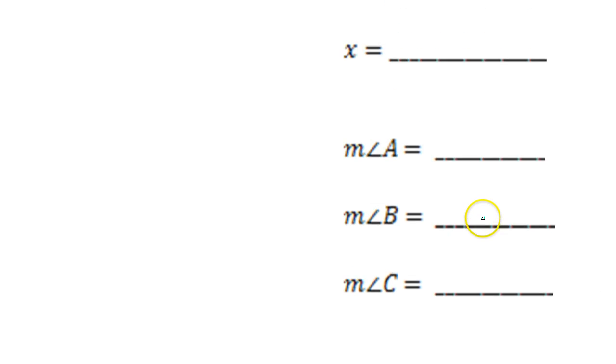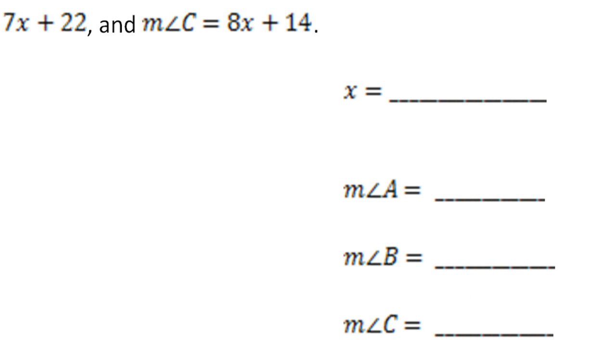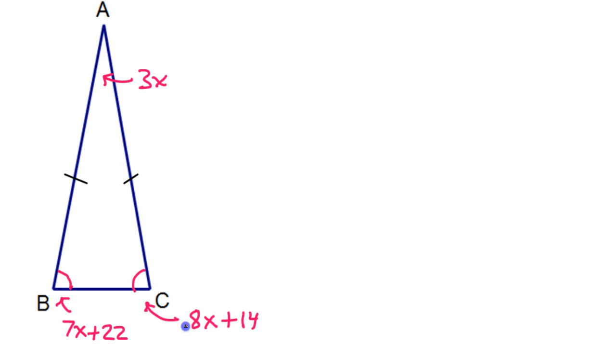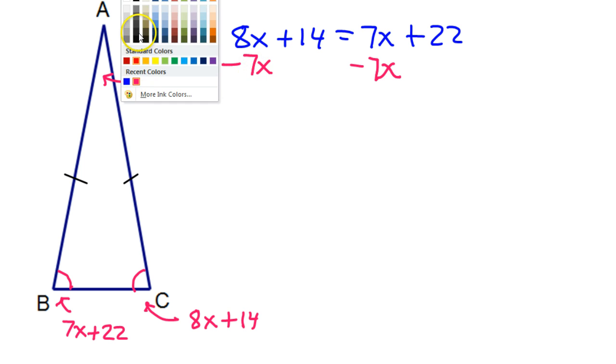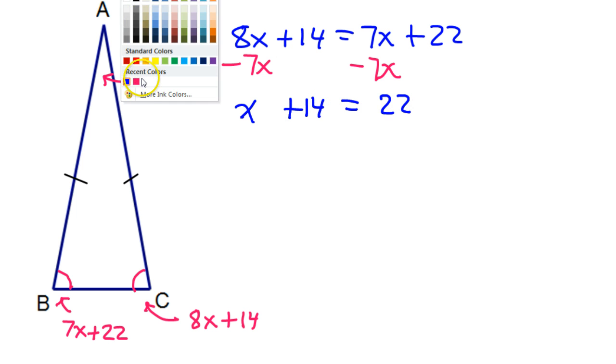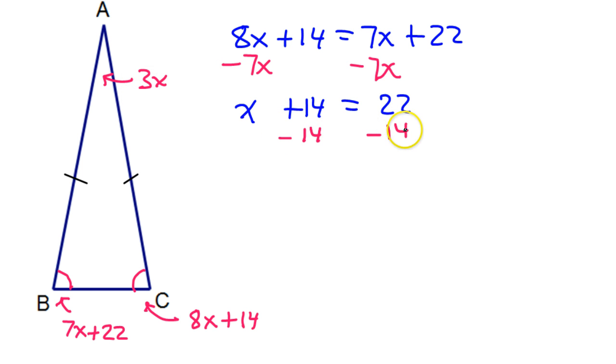Now, what are we supposed to find? Well, we have to find x, and then we need to find all the angles. Well, there's more than one way to do this, but we know the base angles are equal. So one thing you could do is just set these equal to each other. So for example, 8x plus 14 should equal 7x plus 22. So if we subtract 7x from both sides, that's going to give us x plus 14 is equal to 22. Then we would subtract 14 from both sides, and that's going to give us x is equal to 8.